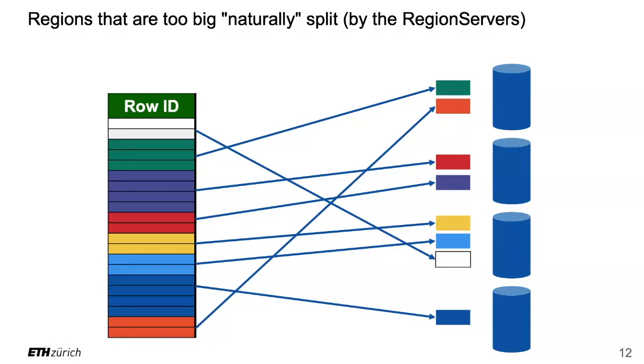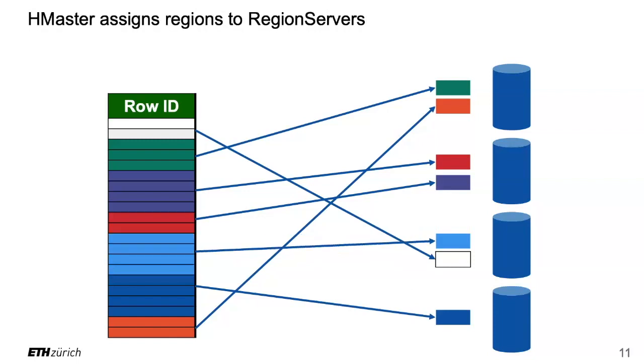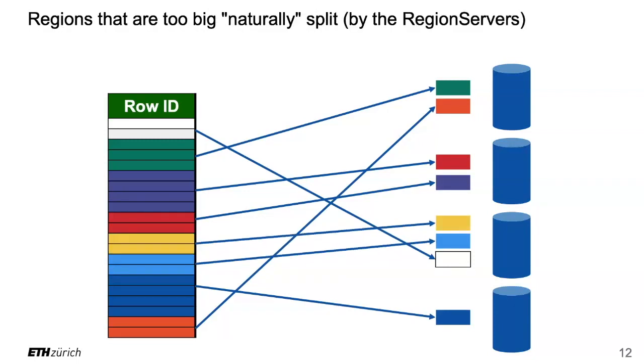And what happens is that when then there is an imbalance across the servers, then the region server can reassign a region to somebody else, right? Like moving the yellow region there. But this is two different things, right? Splitting a region by the region servers, reassigning a region to another region server.